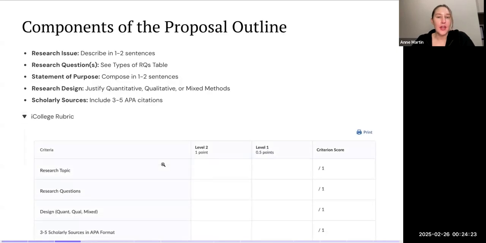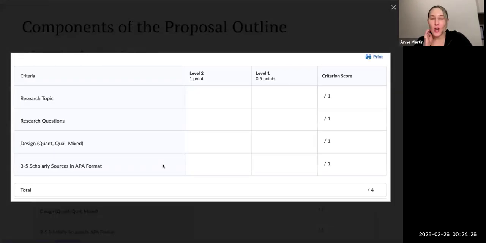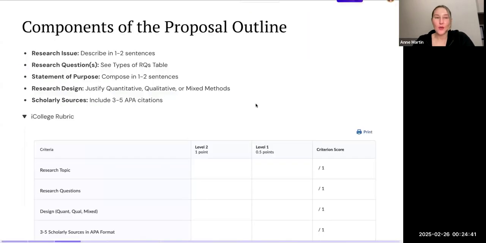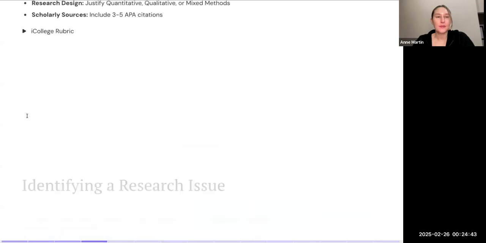Here is the rubric in iCollege. You can access it there of how I am going to be assessing the proposal outline, your research topic. So this will be your research issue and your purpose, your questions, your design, and your scholarly references. So you can see how you will be evaluated there.